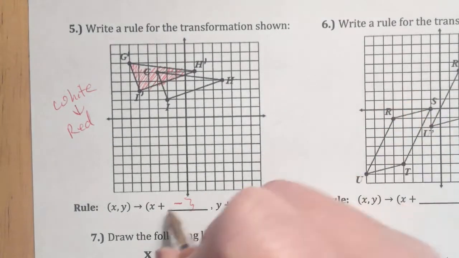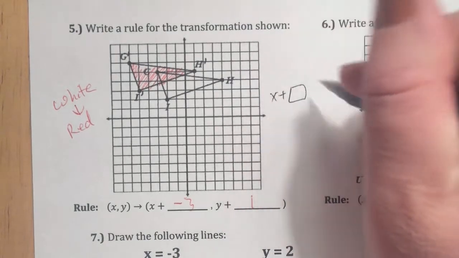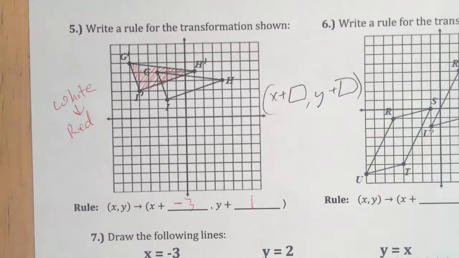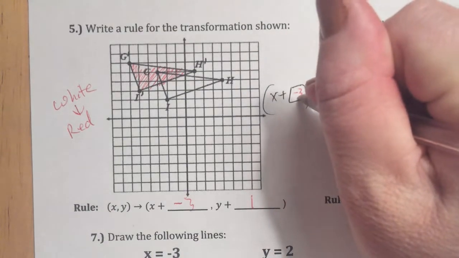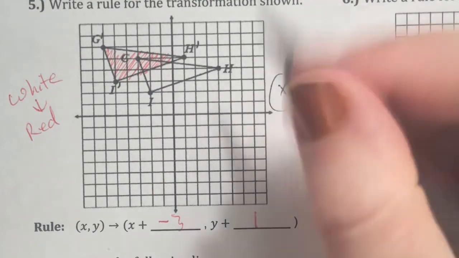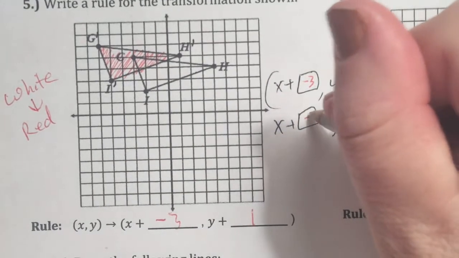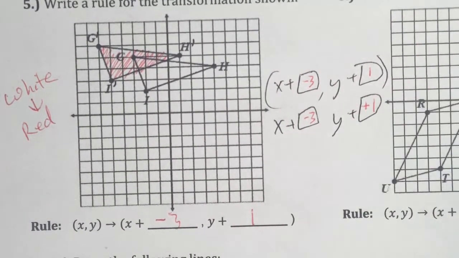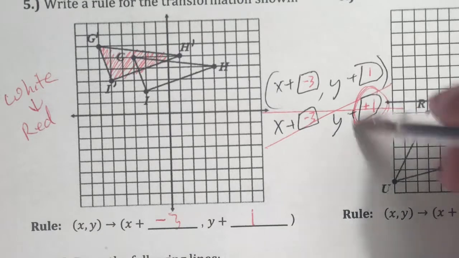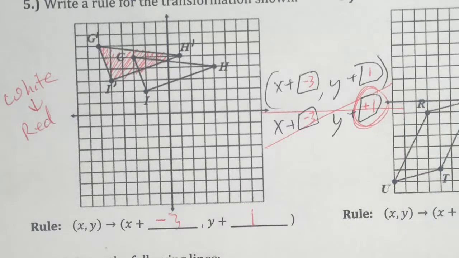There will be open boxes right here. So it will look like x plus and a box, and then y plus and a box. So you would need to type in a negative 3 and then just the number 1. If you type in negative 3, that's correct, and a plus 1, that will be marked wrong. Okay? So that will be marked wrong because of this. You can't put a plus 1, it's just the number 1. So make sure you're mindful of that.